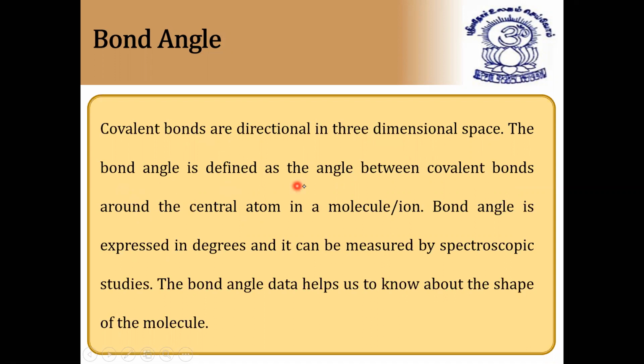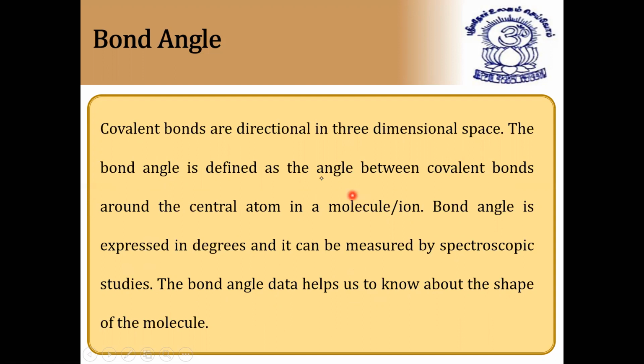The bond angle is defined as the angle between the covalent bonds around the central atom in a molecule. Covalent bonds are directional, as I already told you. Bond angle is expressed in degrees and it can be measured by spectroscopic studies. The bond angle data help us to know the shape of the molecule.